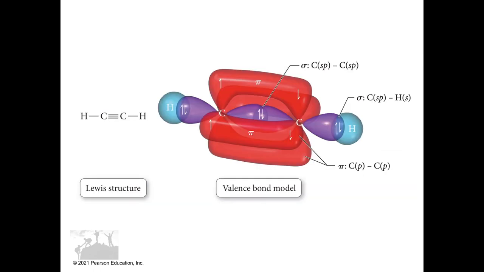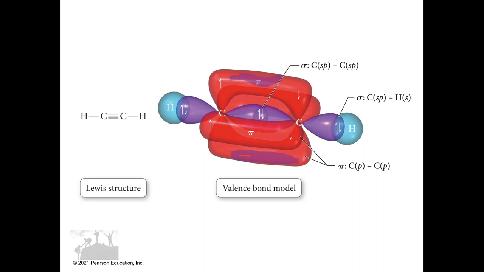Here we have the Lewis structure and the valence bond model for acetylene. So really we're going to focus on the triple bond between the two carbons. We can easily see the sigma bonds. So here's one, two, three sigma bonds. Let's figure out the pi bonds. Okay, so here's one part of one pi bond, and here's the other part. Okay, these overlaps are found above and below the internuclear axis.